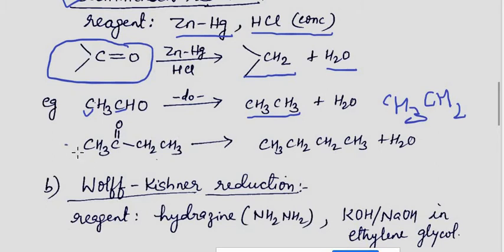Now the second example I have taken is of a ketone. Look over here: CH3, C double bond O, CH2, CH3. That is butanone, 2-butanone, we have over here. Again, when a ketone is reduced by Clemmensen reduction, it will get converted to an alkane. What alkane do you have to write? You have to write the alkane of 4 carbon atoms, that is butane. So butanone will be converted to butane along with the byproduct.